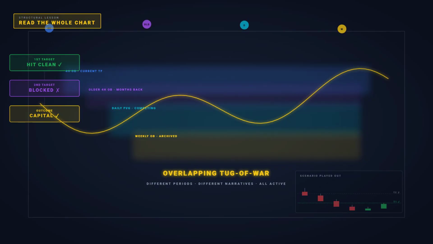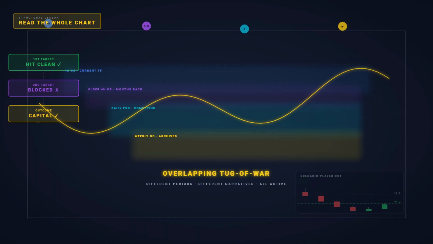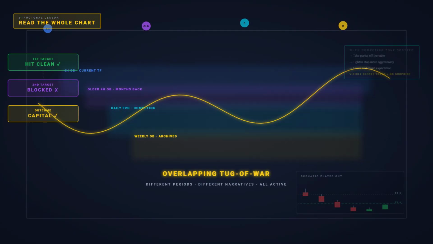When you're managing a live trade and you see an opposing order block or FVG zone sitting between your current price and your second target, that's the moment to consider taking additional partial profit, tightening the stop more aggressively, or lowering your expectations for the full second target being reached cleanly.